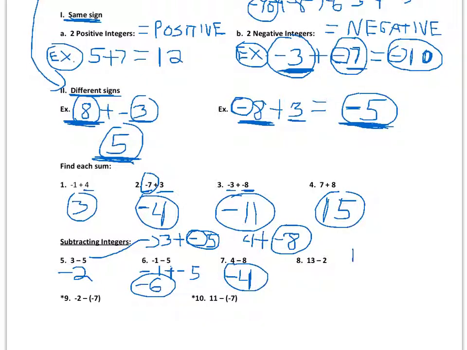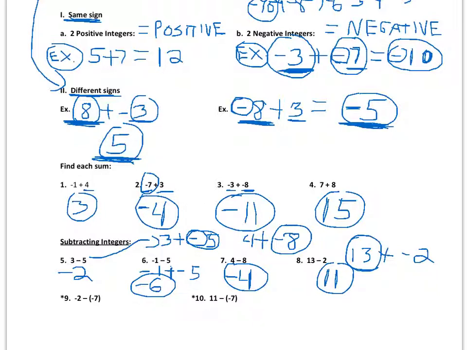13 minus 2 is like saying 13 plus negative 2. So if you take the difference of 13 and 2, you get 11. And 13 obviously is the bigger absolute value. Since it's a positive, we leave 11 as positive.